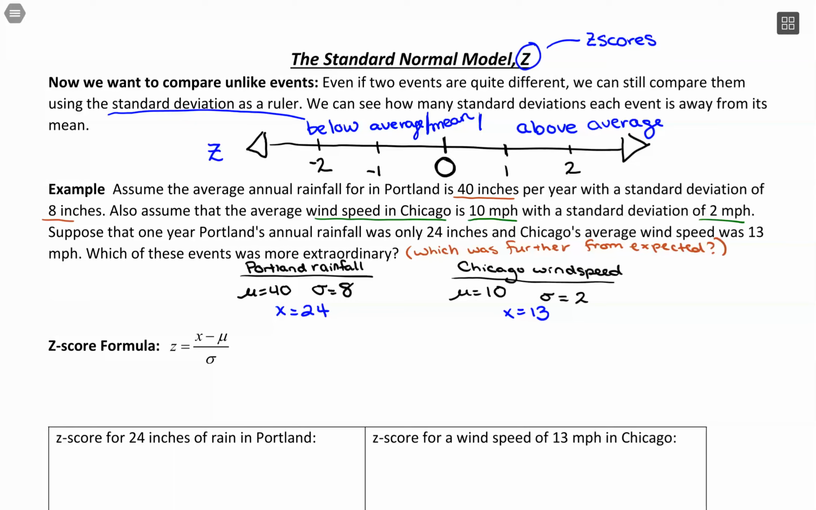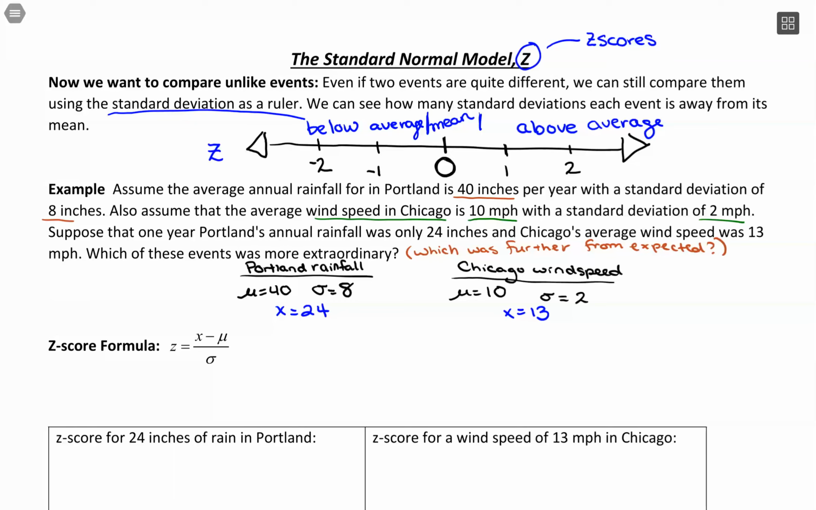So looking at 24, which is representing 24 inches of rainfall, and comparing that to 13 mile per hour winds, we can't just say like 24 is larger than 13 and be done with it because they operate very differently. What we'd want to do is see like Portland rainfall, we're getting a number that's way below average there. With Chicago wind speed, we're getting something above average. But in terms of distance from the mean, it's kind of hard to see here. Well, we could see like this is 3 miles per hour above average, and this is 16 inches of rainfall below. But just having that distance is not enough because of the spread of the data.